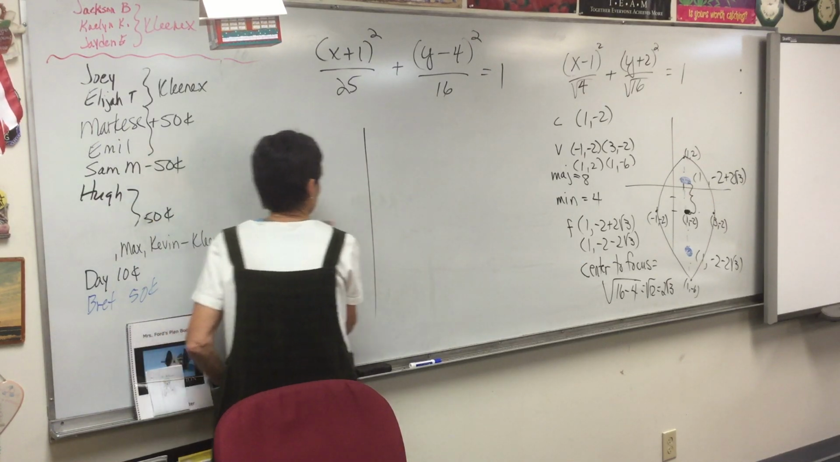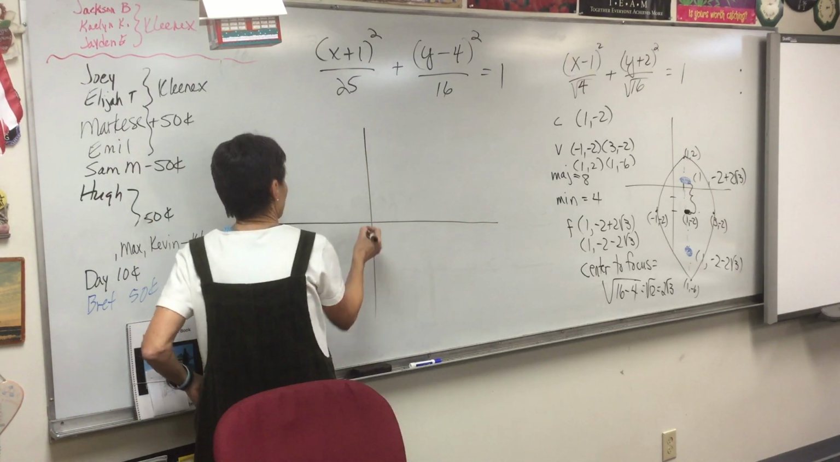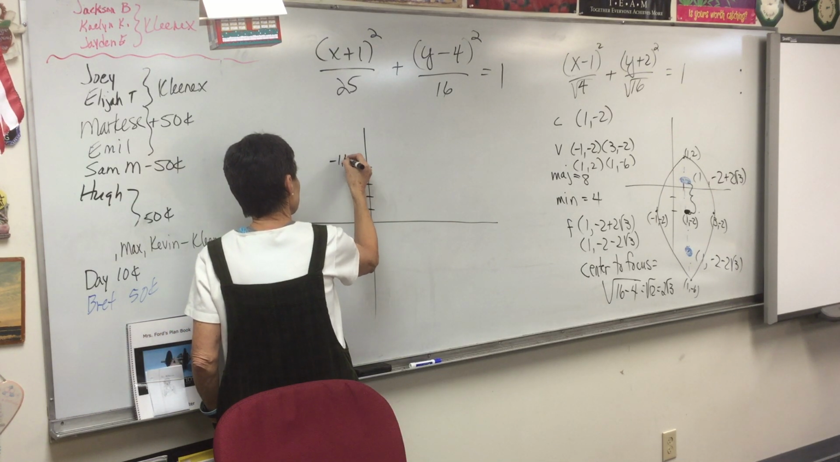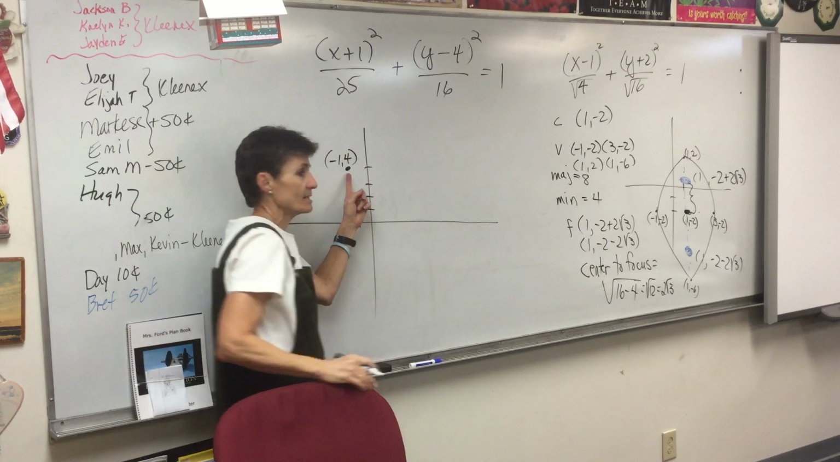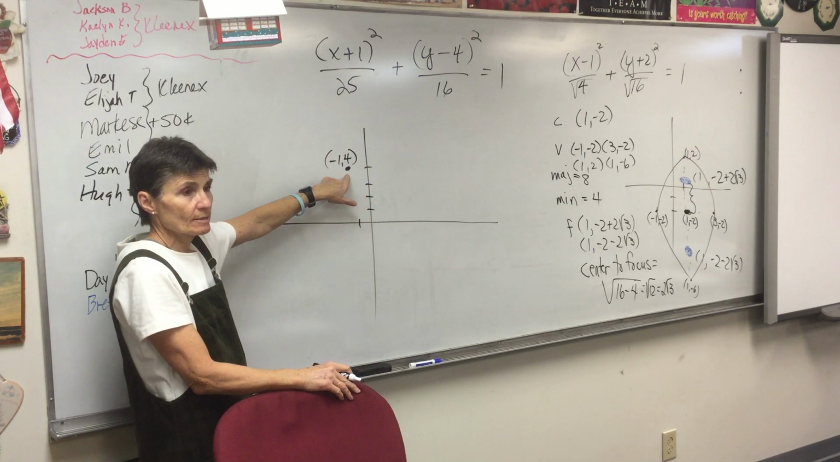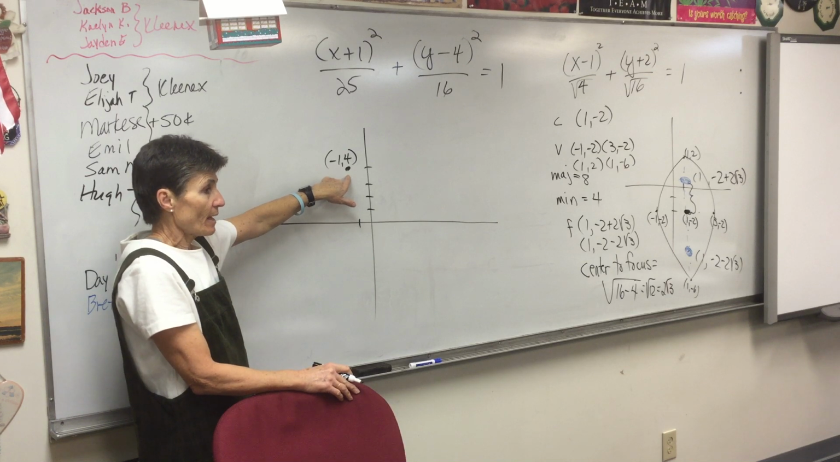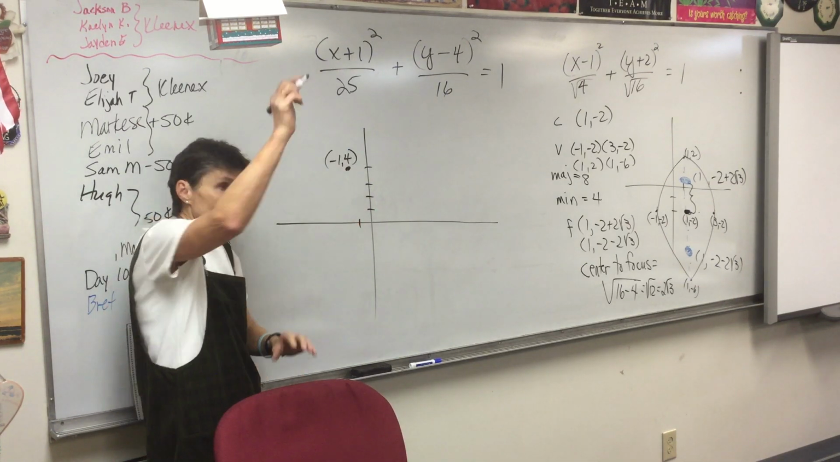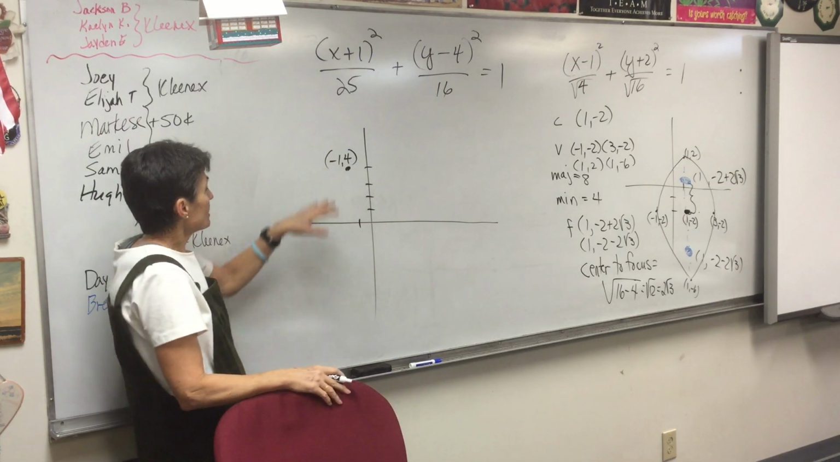All right, so here we go. Where is my center? Negative 1, 4. So everything starts here. This is where all your counting starts. Okay? So now we need the vertices. That's the outsides that we connect to make the shape.